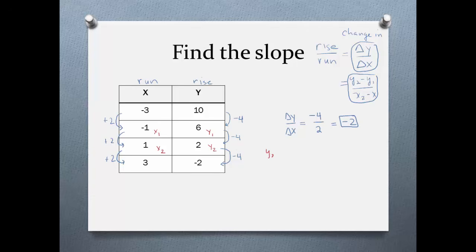And so if you want to use your slope formula here, you're going to see that you're going to get the same thing. So if I do y2 minus y1, that's these y values subtracted, that's 2 minus 6. And if you do x2 minus x1, that's 1 minus negative 1. And if you do those calculations, you get negative 4 over positive 2, which is exactly what we had up here when we did the change in y over change in x. And so either way, your slope is still negative 2. Now let's look at a different table.